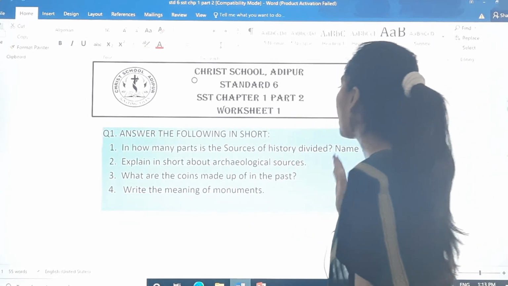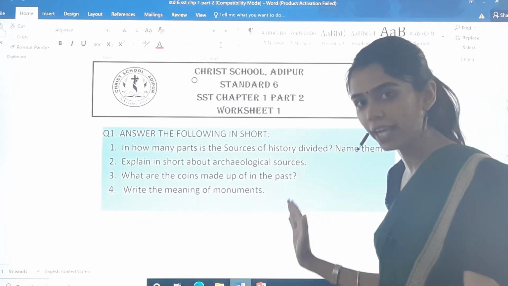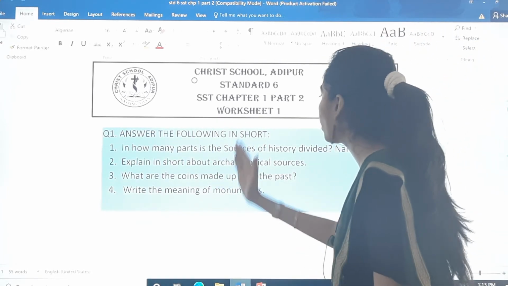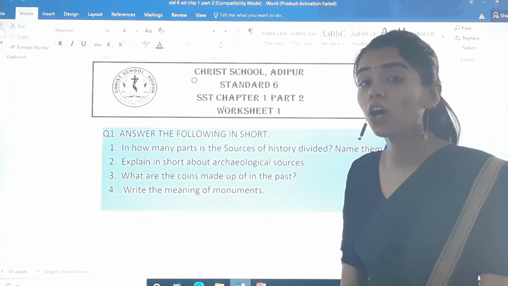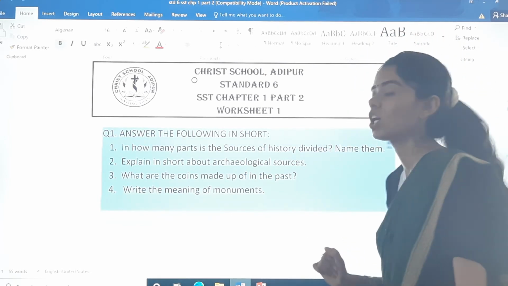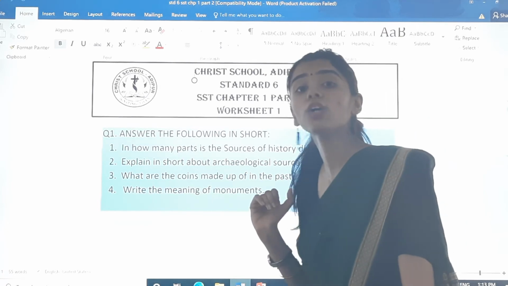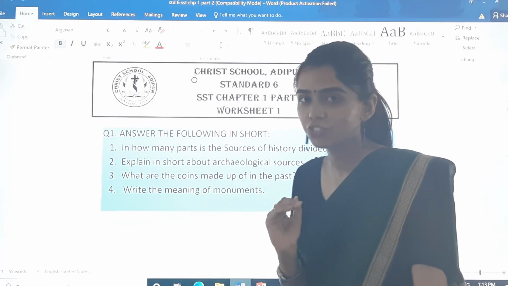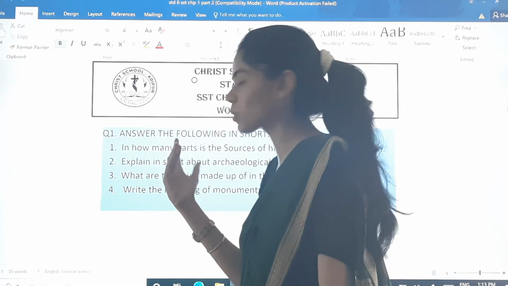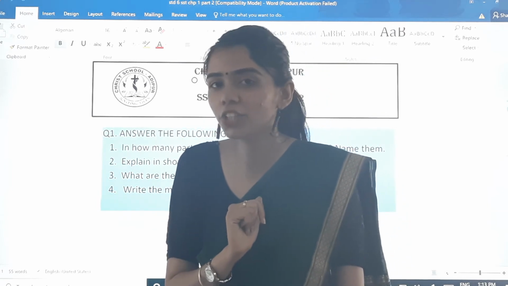In how many parts is the sources of history divided? Name them. Explain in short about the archaeological sources. What are the coins made up of in past? Write the meaning of monuments. So children, try to understand these questions and answer it in your books.